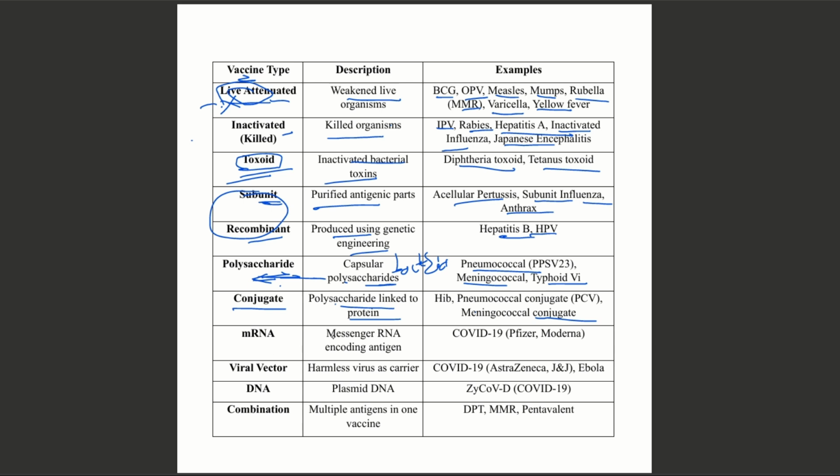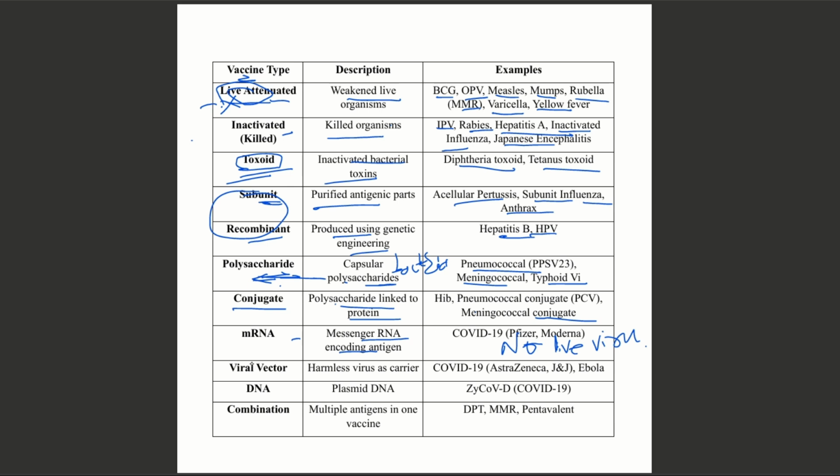Then next is mRNA, that is messenger RNA encoding antigen. mRNA vaccines use messenger RNA to produce antigen inside the body. Examples are Pfizer, made by BioNTech, and Moderna COVID vaccines. Both are for COVID-19. There is no live virus in these, and they were first widely used during the COVID-19 pandemic.